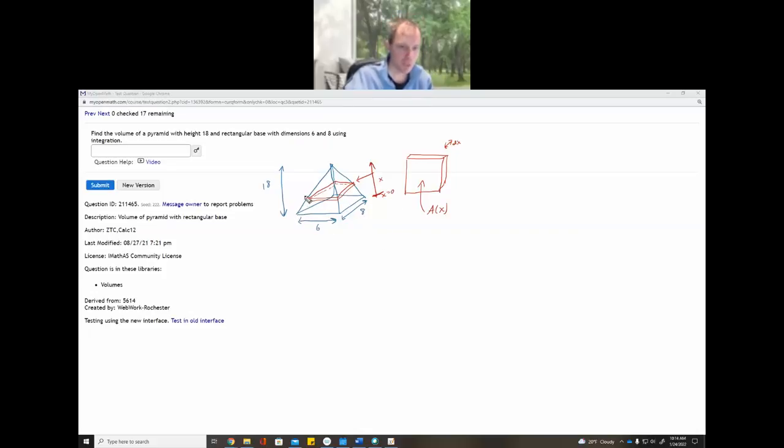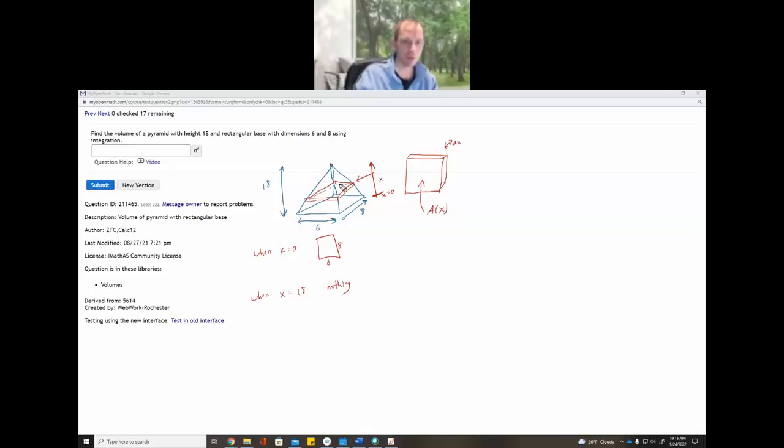What I want to do is say, for any arbitrary slice, what would be the area of that face of that slice? I know that when x is 0, I just get this 6 by 8 rectangle. When x is 18, I don't have one anymore, right? We get nothing.